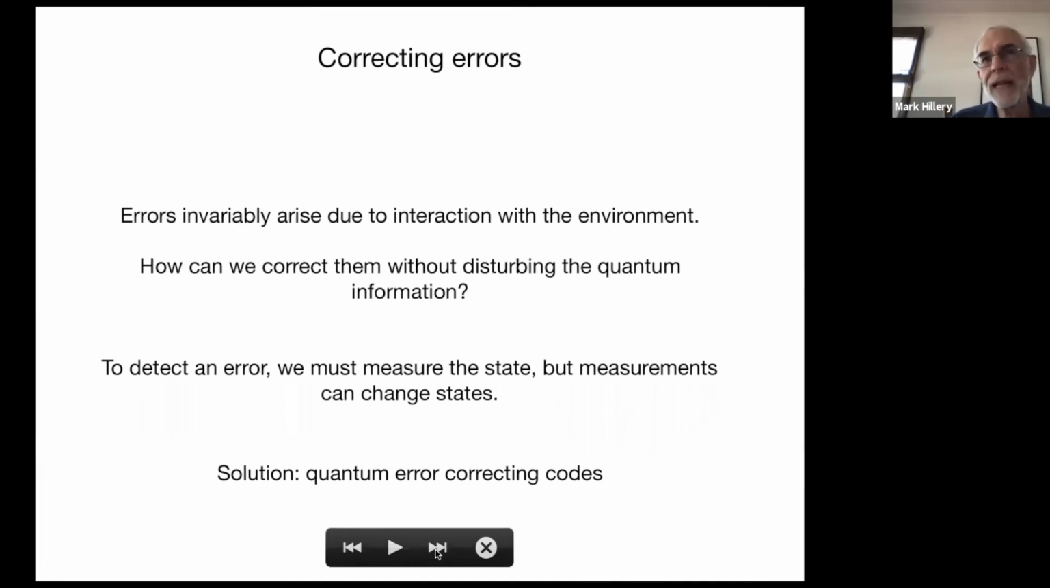So somehow we're going to have to measure the state, but do it in a clever way so that we don't screw up the state in the process. So how does that work? The person who came up with the first quantum error correcting code was in fact Peter Shor again. Obviously a very smart guy. Now there are a whole bunch of different quantum error correcting codes that you can choose from. So let me give a very simple explanation for how one of them can correct an error.